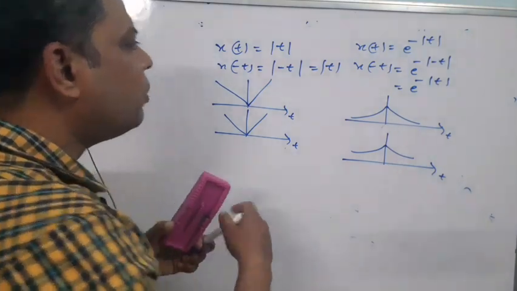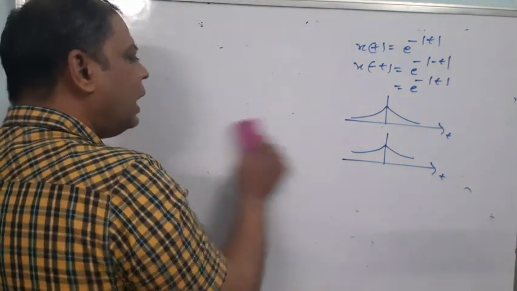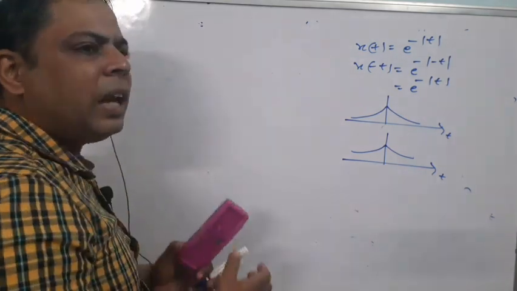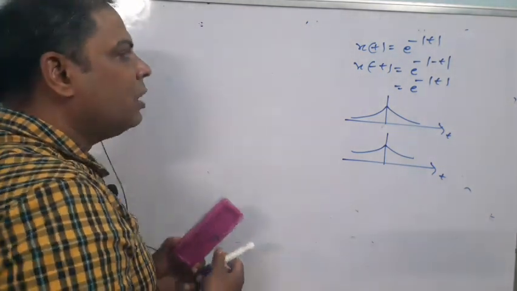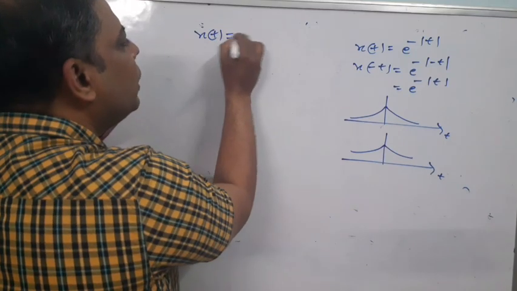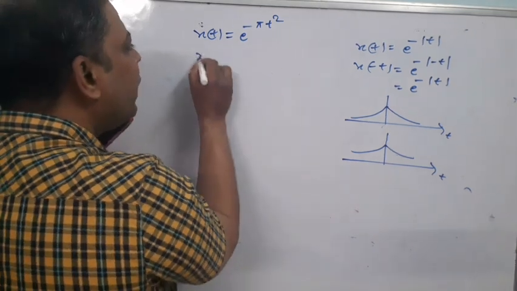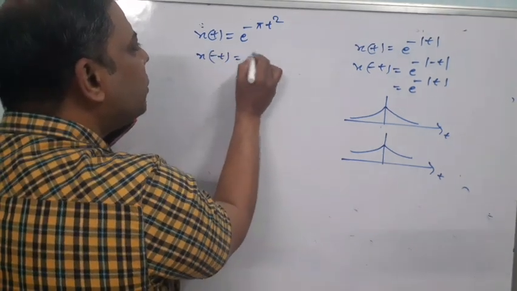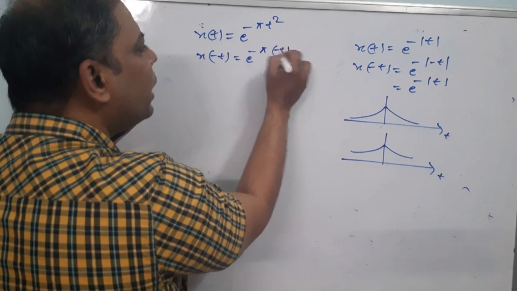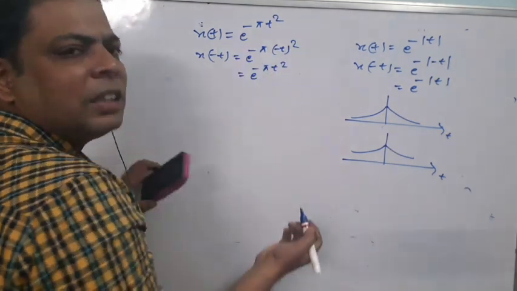So whatever signal you have, you can easily plot the time reversal of that signal by imagining a two-sided mirror on the vertical axis. Suppose I am having x(t) equal to e to the minus pi t square. This is a Gaussian pulse. Now x of minus t is e to the minus pi times minus t square, that means again e to the minus pi t square. Again we are getting the same equation, which means we will find the same curve.